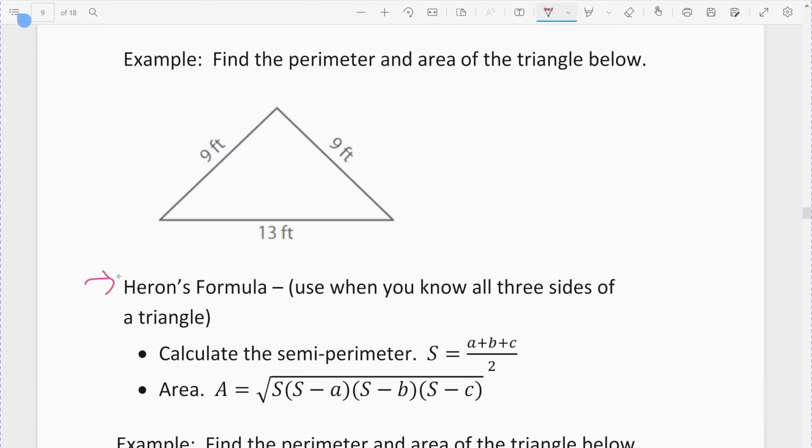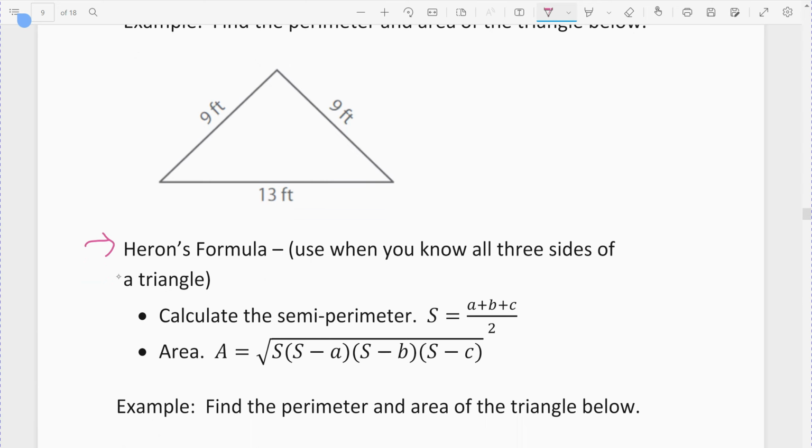So there is an alternative method to this, and if you want to use the alternative method, you can. If you know what it is, feel free. But we're going to practice using Heron's formula. Heron's formula is used when we know all three sides, but not the height. So that's an example of what we have above.